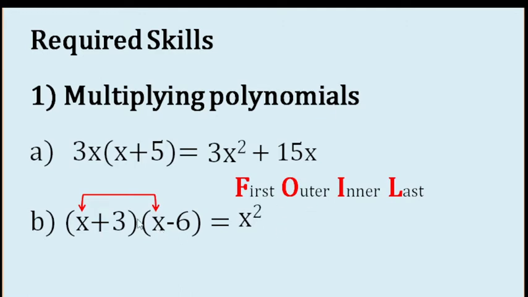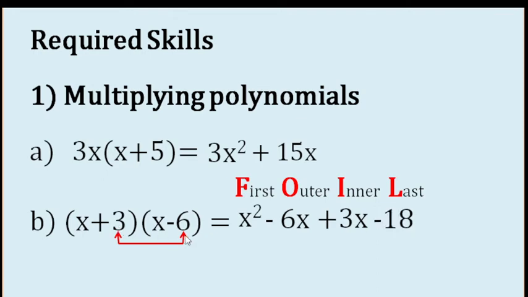First term of the first binomial and first term of the second binomial, x times x is x squared. Then outer, meaning the outer term of the first binomial and the outer term of the second binomial, x and negative 6, that's negative 6x. Then inner terms, 3 times x, that's 3x. And finally the last terms of these two binomials, 3 and negative 6, that gives us negative 18. Now we can collect like terms. Negative 6x plus 3x is negative 3x. So our answer is x squared minus 3x minus 18.